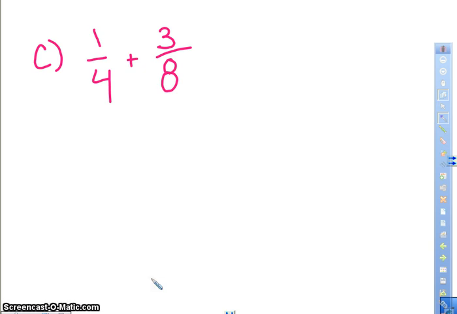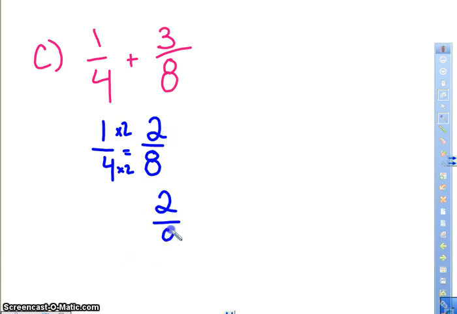Our common multiple between 4 and 8 is actually 8. So I'm going to change 1/4 into a problem with 8 as my denominator. 4 times 2 is 8, so I'm going to take 1 times 2, and that is 2 eighths. Okay, so now I have 2 eighths plus 3 eighths.